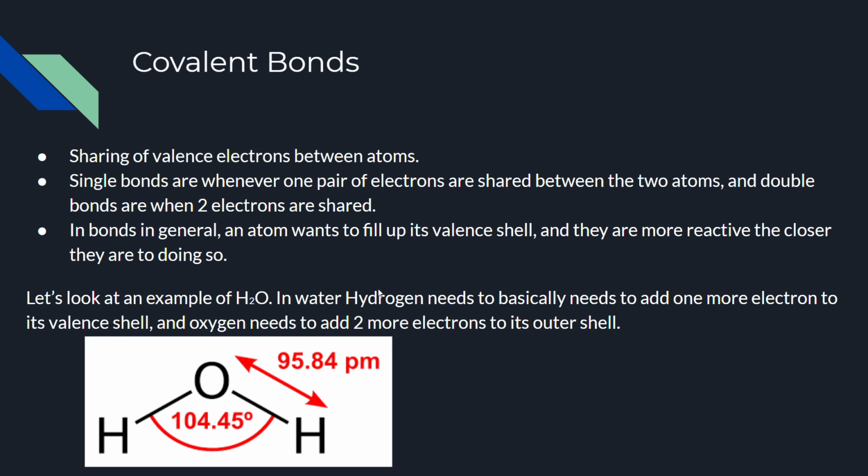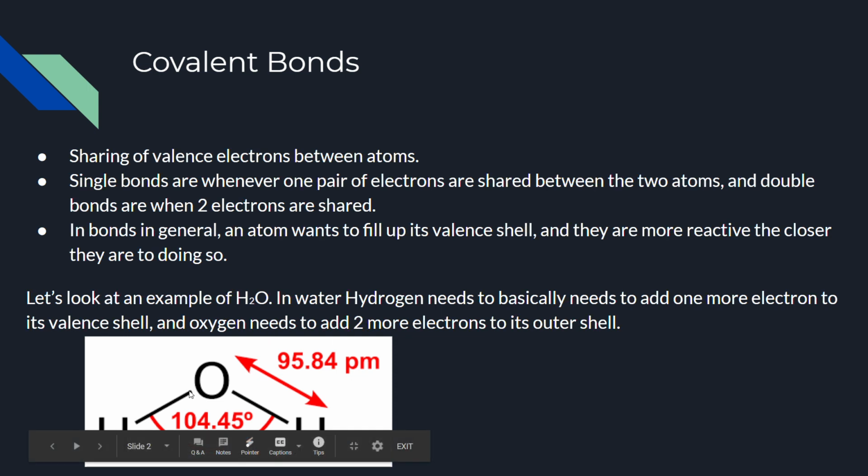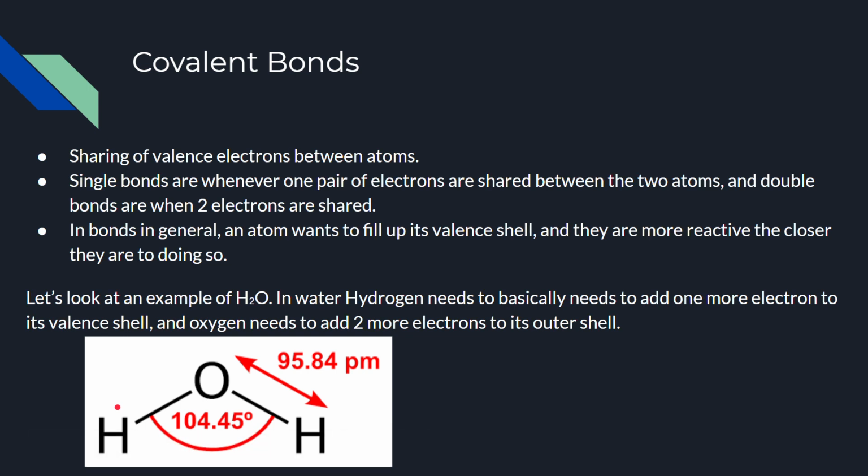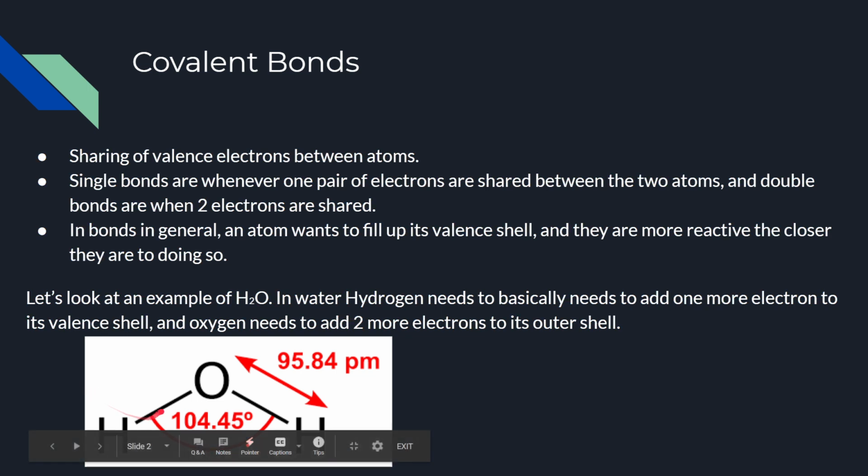Let's look at an example in H2O. In water, hydrogen needs to add one more electron to its valence shell, and the oxygen needs to add 2 more electrons to fill its outer shell. So it makes sense when you think about it, because when hydrogen needs one more valence electron to fill up its 2 electrons, it will take one from the oxygen and share that. And the same goes for the other hydrogen and the oxygen.